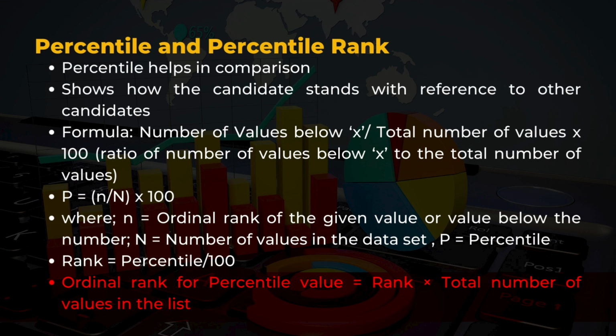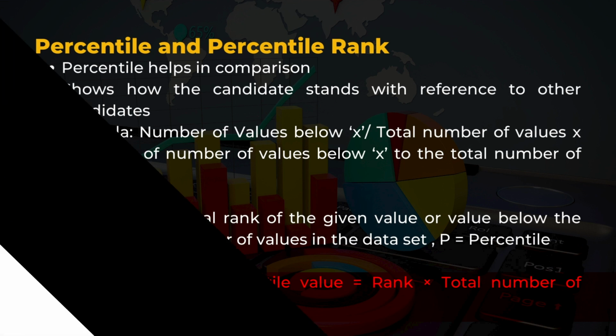So what will it be like? It will be 7 upon 10 into 100. That is the ratio, that particular value against all the values. So it will be 0.7 into 100, and the percentile comes out to be 70. So 70 is the percentile of the candidate who has scored 78 marks. In a way, this is how we compute percentile.